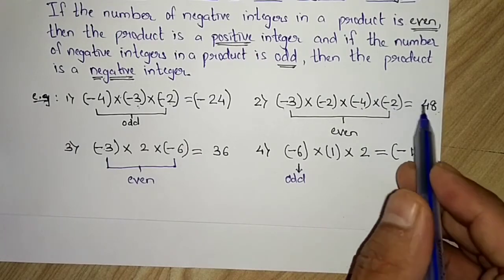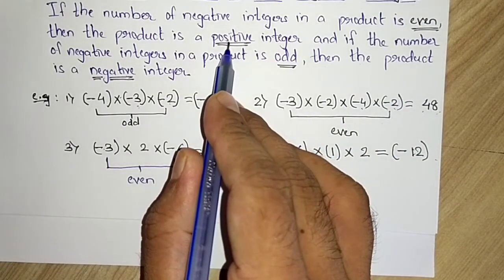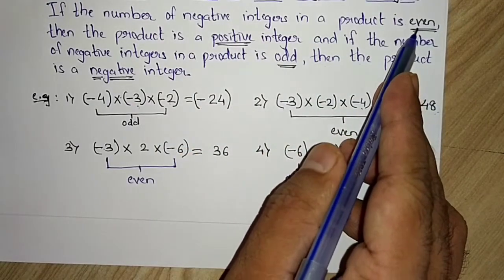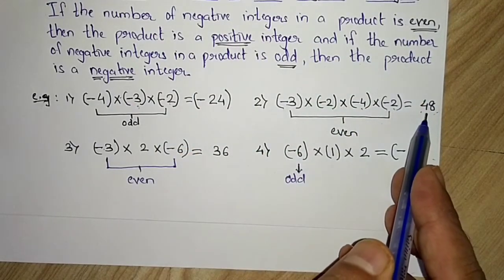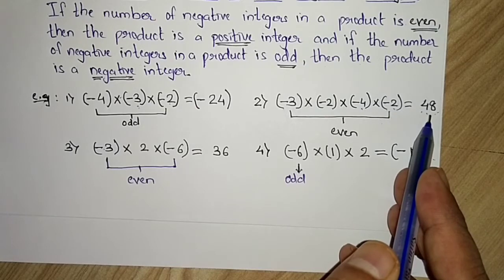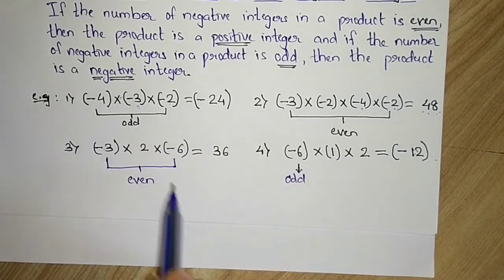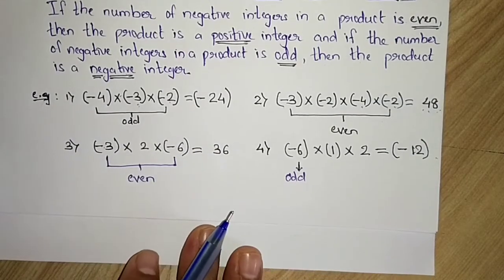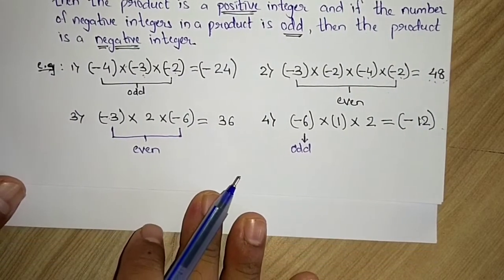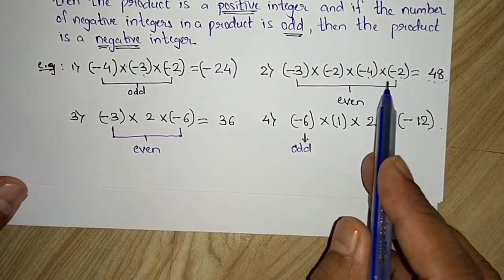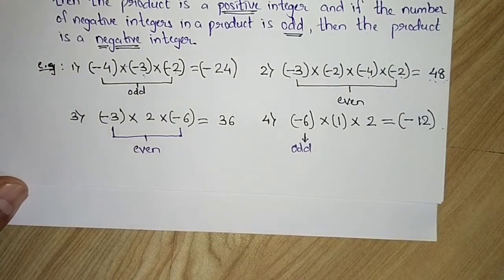Write down 48 and your answer will be positive. If it is even, then it will be positive. The product, the answer will be positive. If it is odd, then your answer will be minus. You have to multiply the numerical value and put the minus sign. Here you are multiplying the numerical value and put the positive sign.